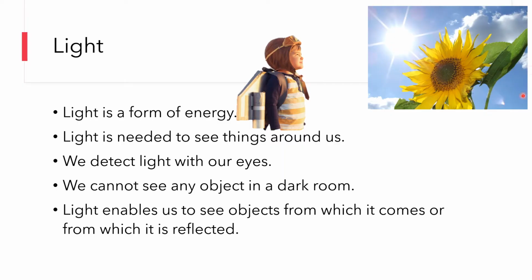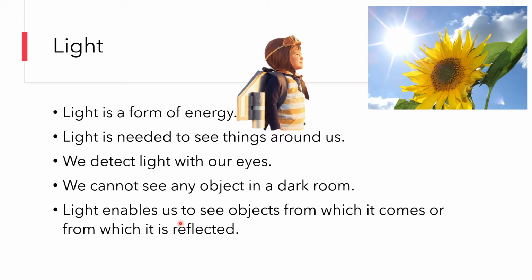We are able to see the beautiful world around us because of the light. We are able to read a book, drive a car, and watch a television just because of the existence of light. So we can say that light is a form of energy which enables us to see the things around us, and we detect the light with our eyes. We cannot see any object in a dark room.